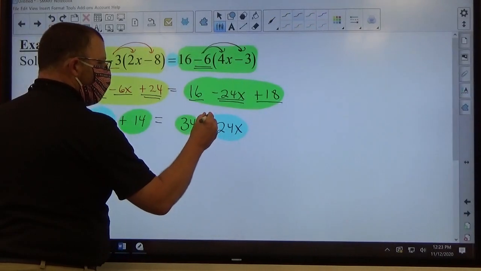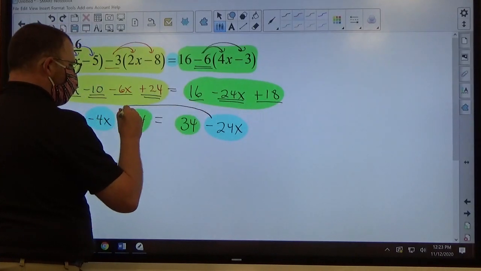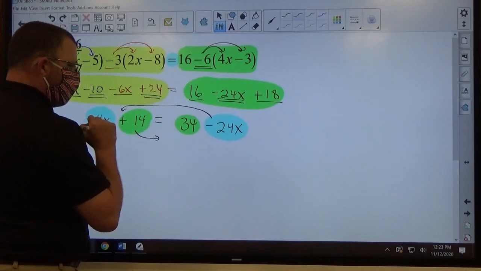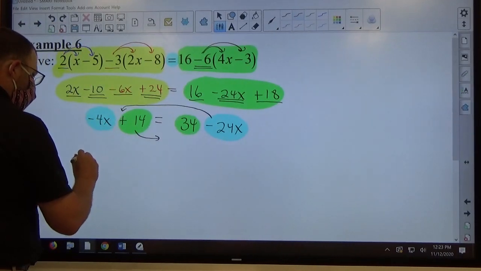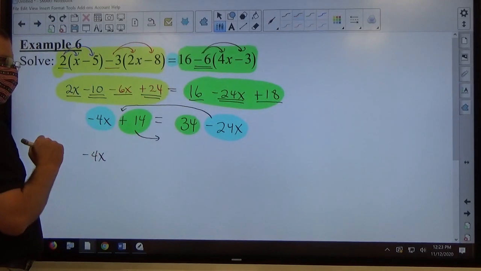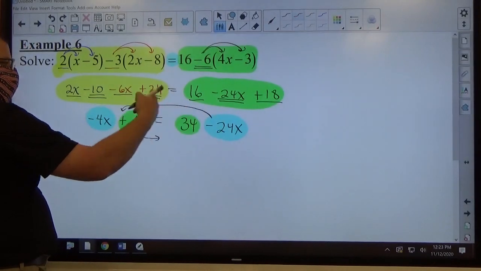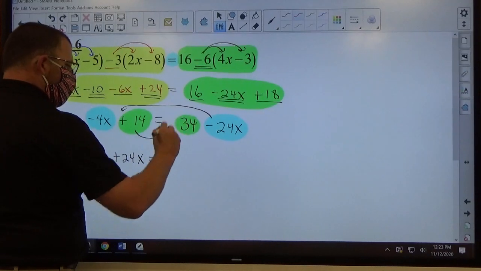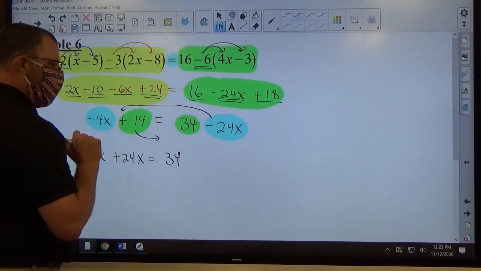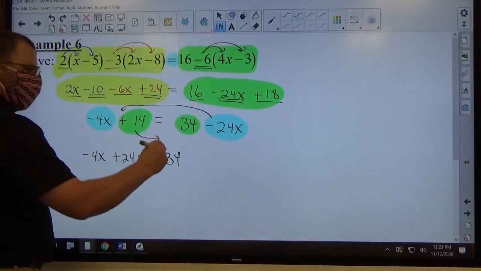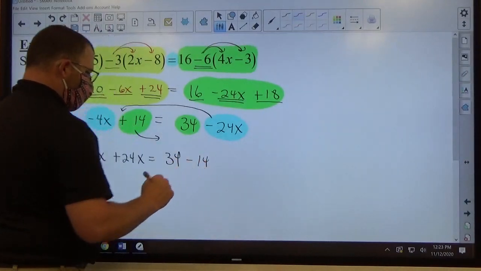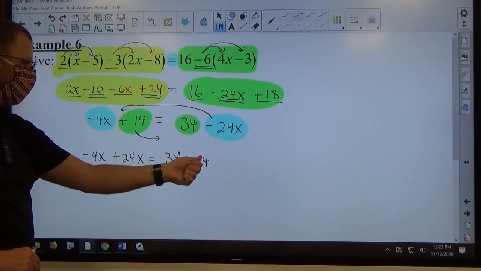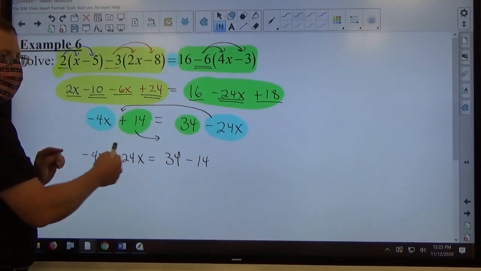So if I chop this negative 24x and put it over here, it becomes positive. And this positive 14 move over there becomes negative. So negative 4x is not moving, it stays negative. Negative 24x becomes positive because I moved it across the equal sign. 34 stays where it's at, it stays positive. 14 moves to the right, becomes negative. So this moved, it changed the sign. This moved, it changed the sign. These two didn't move, they did not change signs.